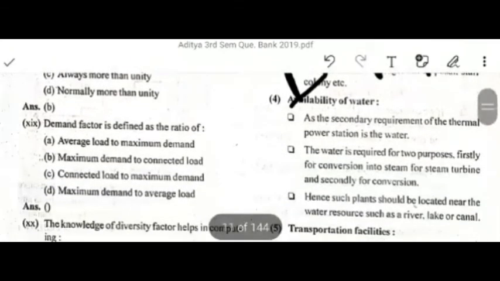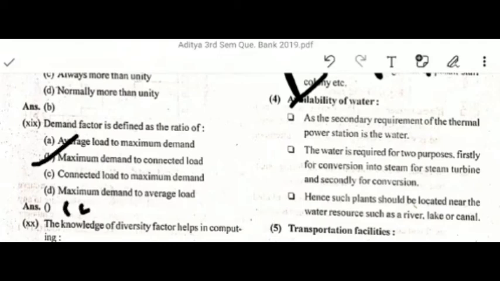Demand factor is defined as, you should know that demand factor is the ratio of maximum demand to connected load. Option B will be the correct answer. Here the answer is not given. B will be the correct answer. It is the ratio of maximum demand to connected load.